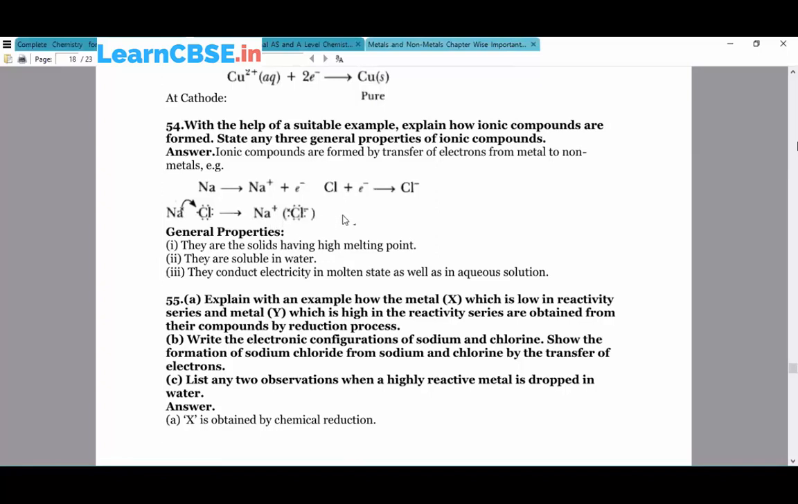So general properties of ionic compounds are they are usually solids at room temperature, which have a high melting point, and they are readily soluble in water. They conduct electricity only in the molten state as well as in aqueous solution.